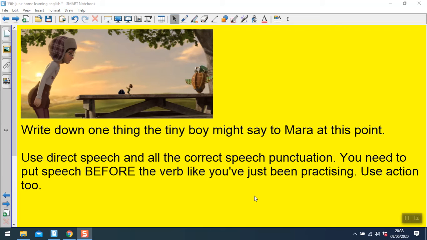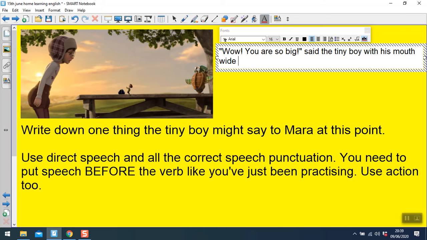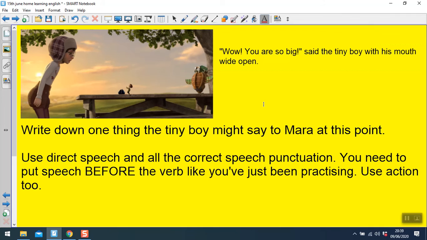So at this point in the film, the boy has just spotted Mara and he looks a little bit shocked by her size, perhaps. So my sentence is going to be along the lines of how big she is. So I need to put the spoken words first. I'm going to put my inverted commas and then say, "Wow!" exclamation mark, "you are so big!" exclamation mark. Close inverted commas, said the tiny boy with his mouth wide open. "Wow, you are so big," said the tiny boy with his mouth wide open.